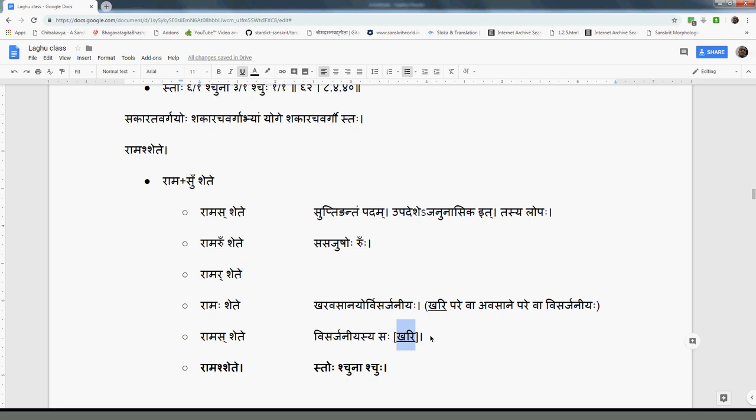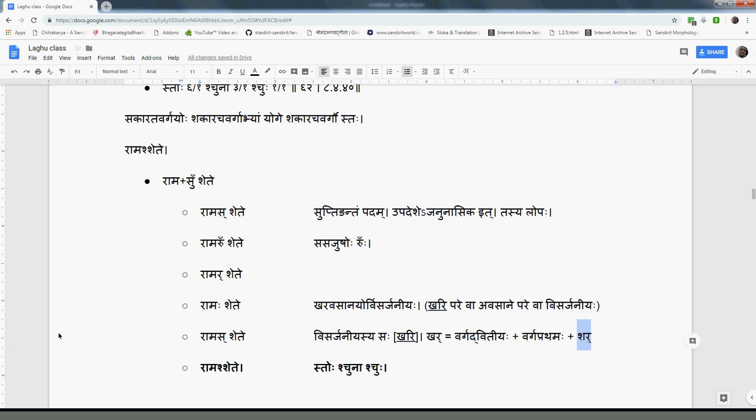What is Khar? Khar is equal to Varga Dvitiya plus Varga Prathama plus Shar. That is Khar. Because this will start with Khapa Chhatata Chhatathau, then Kapai Shasasar. Shar is Shasasar. This is the last component of Khar.